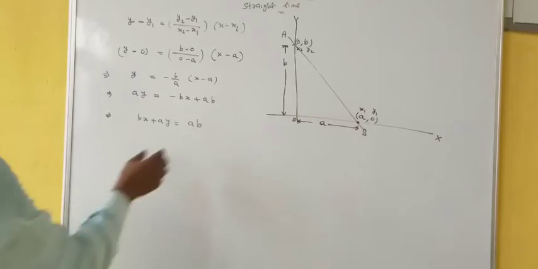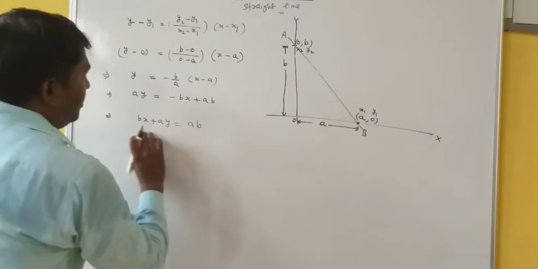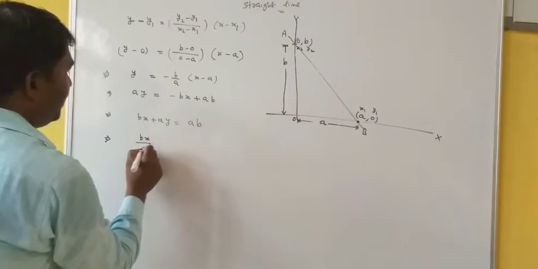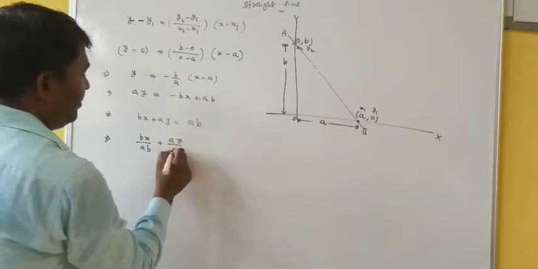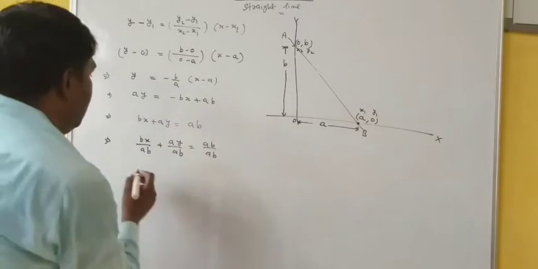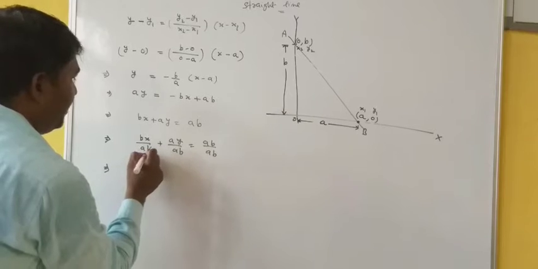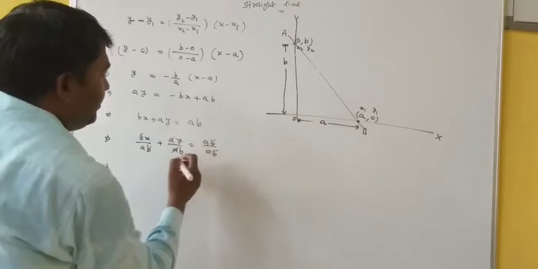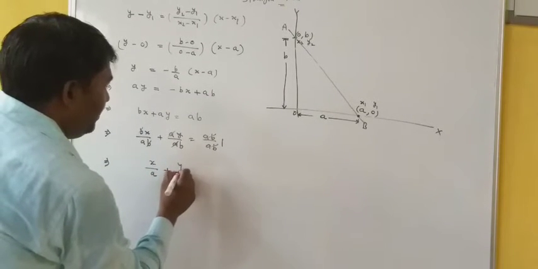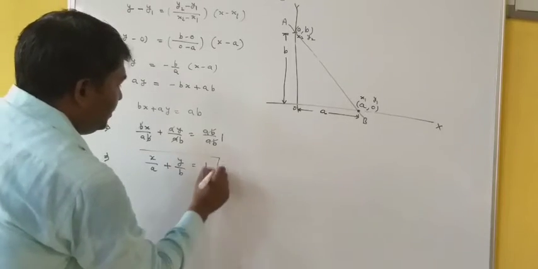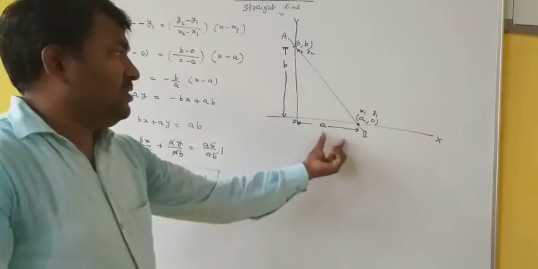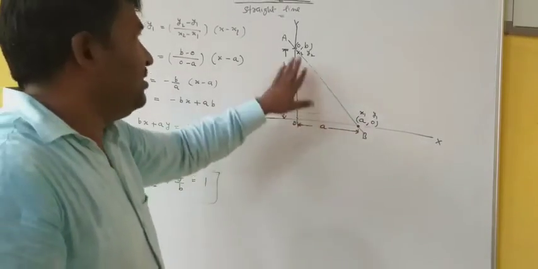Now dividing by ab all terms on both sides, we get bx upon ab plus ay upon ab is equal to ab upon ab. Is it clear what I am doing? Just see, here b cancels out, here a cancels out, here ab cancels, we get 1. So x upon a plus y upon b is equal to 1. This is your equation of a line making some intercept a on the x-axis and b on the y-axis.